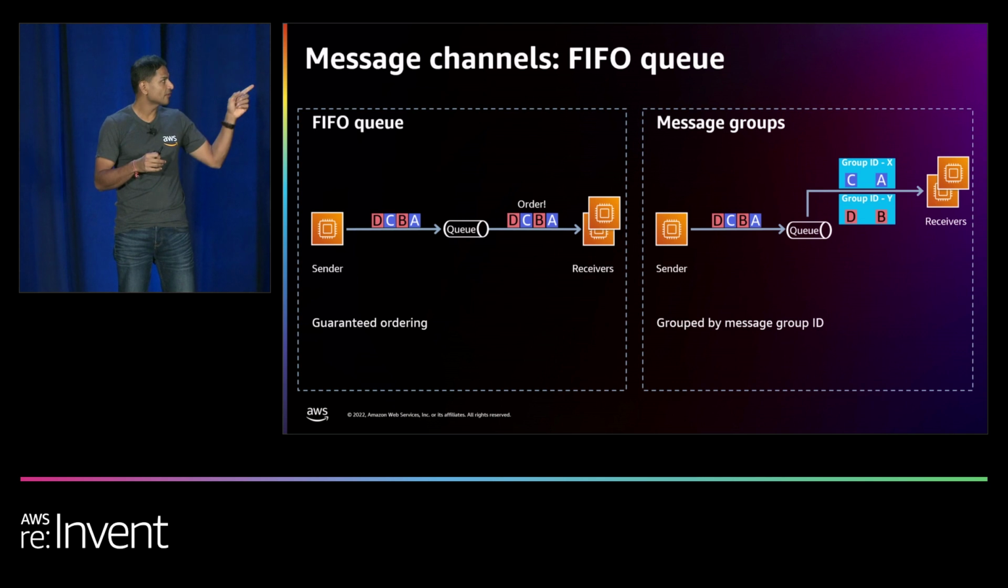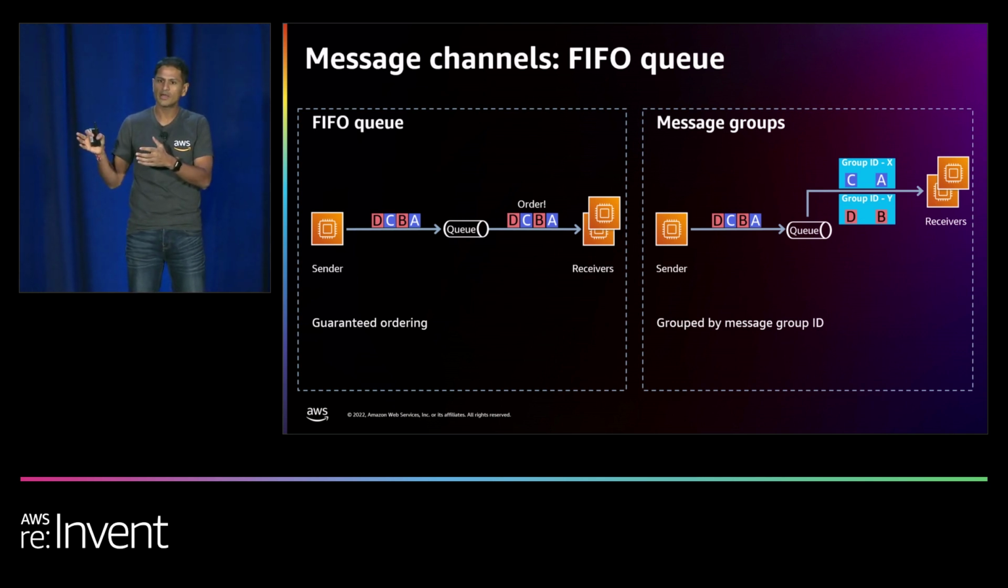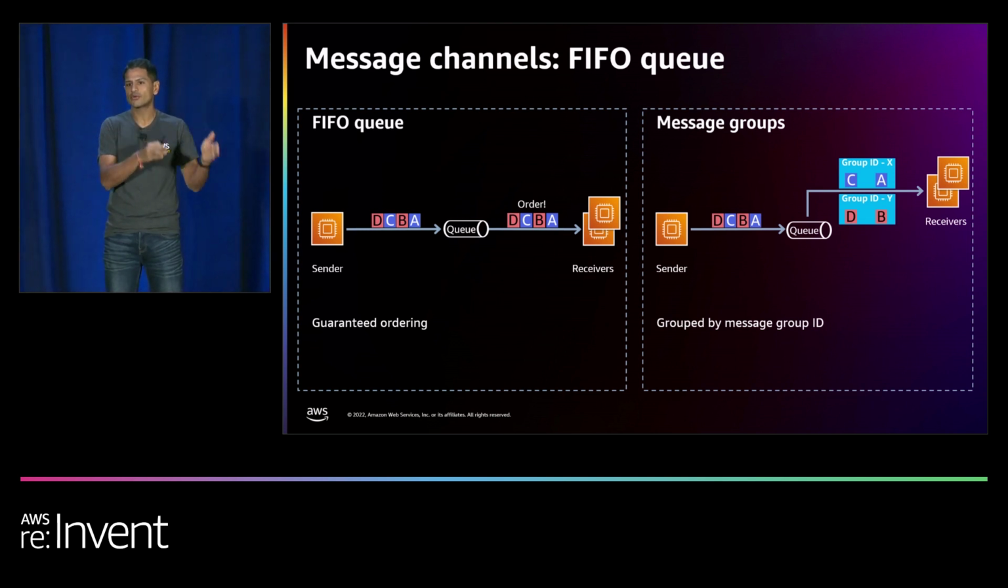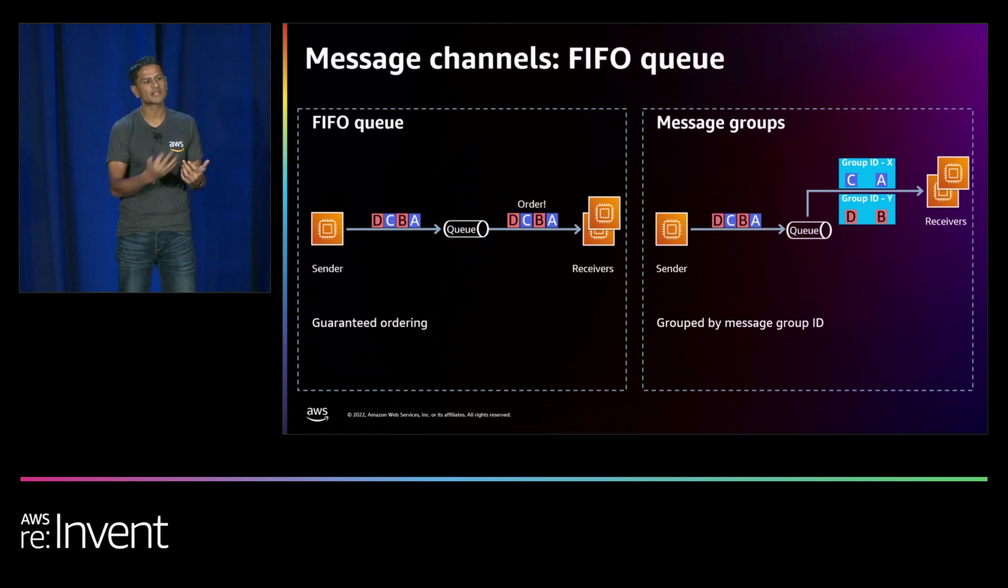If you see here, the sender is pushing messages A, B, C, and D to a queue, and we want to make sure all those messages get processed in the same order. That's when you're going to use a FIFO queue. A common example is an e-commerce application where you need to apply pricing updates. All those pricing updates need to be applied sequentially, and that will be a good use case for a FIFO queue.